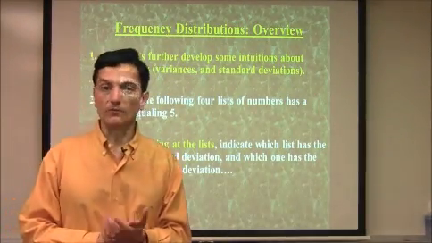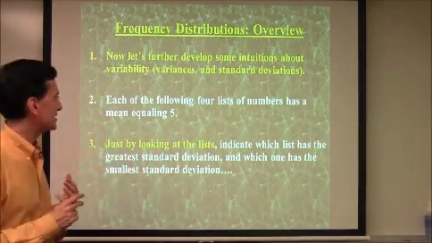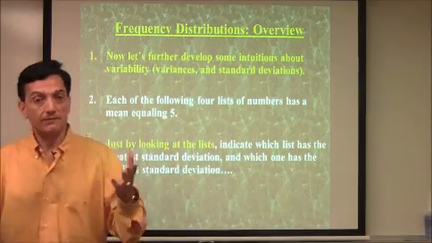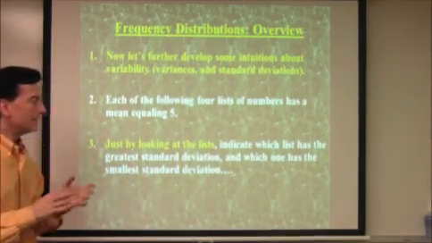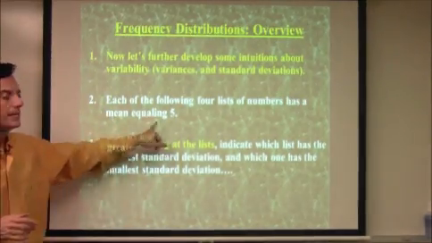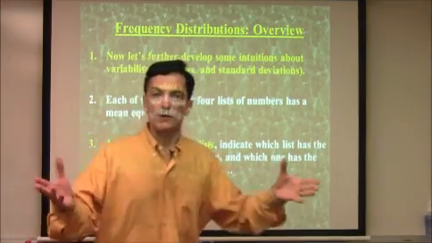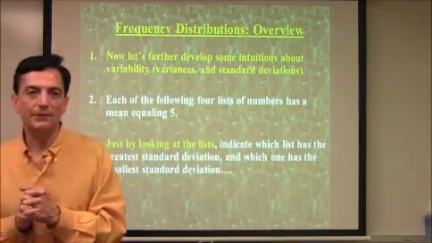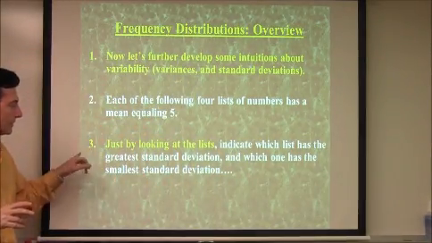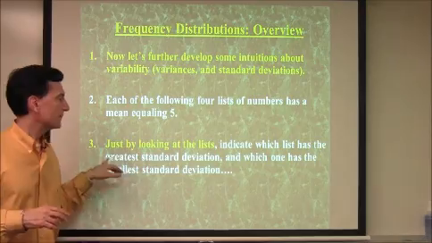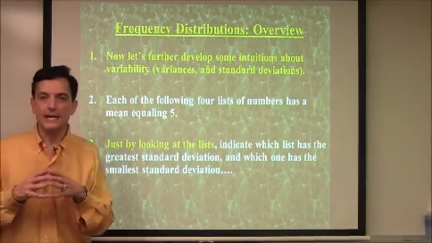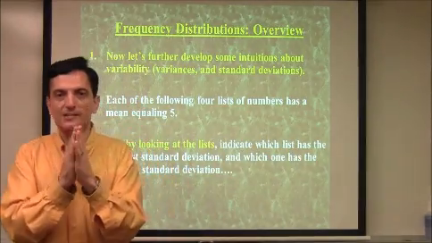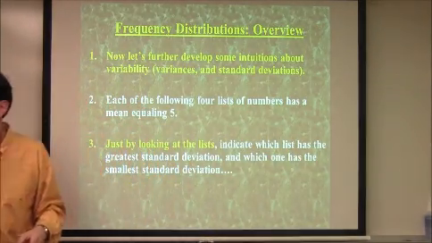Okay, let's see if we can go a little further to develop our intuitions about standard deviations. I'm going to show you in the next slide a list, in fact 4 different lists of numbers, and these all have something in common. They all have a mean equaling 5. So they all have the same central tendency in the sense that they all have the same average, but they're going to differ from each other in dispersion. So just by looking at the lists, you should be able to tell which one is going to have the fattest Gaussian, or the biggest standard deviation, and which is going to have the narrowest Gaussian, or smallest standard deviation.